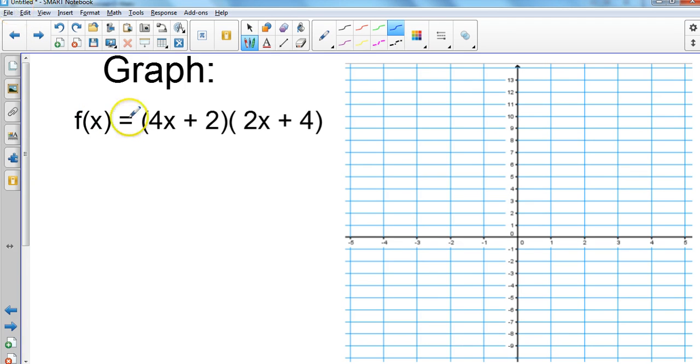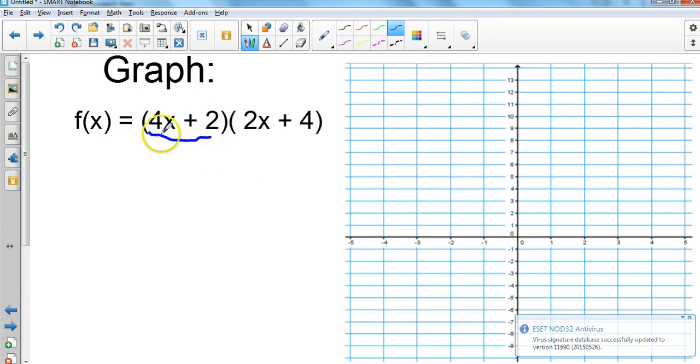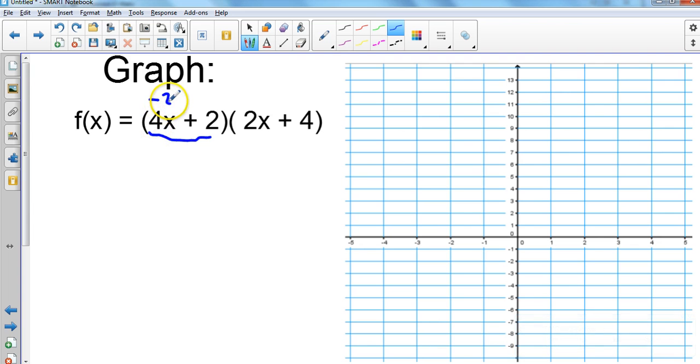Let's try one more. So here, let's find our two x-intercepts, the value of x that makes this 0. So this number here needs to be negative 2. So what number do we multiply by 4 so we can make negative 2? And the answer to that will be negative 1/2. So if x is a negative 1/2, that's right here. Okay, let's look at this one here.